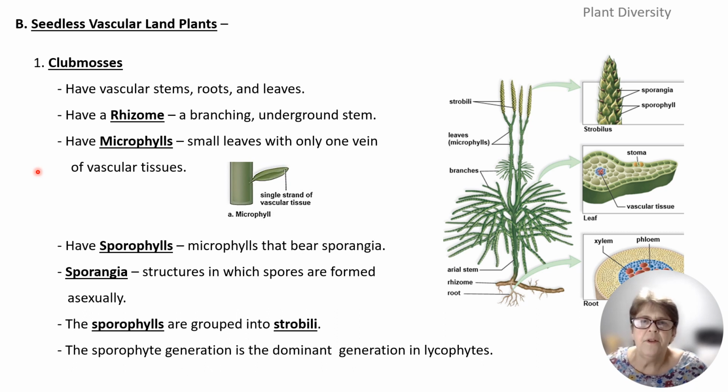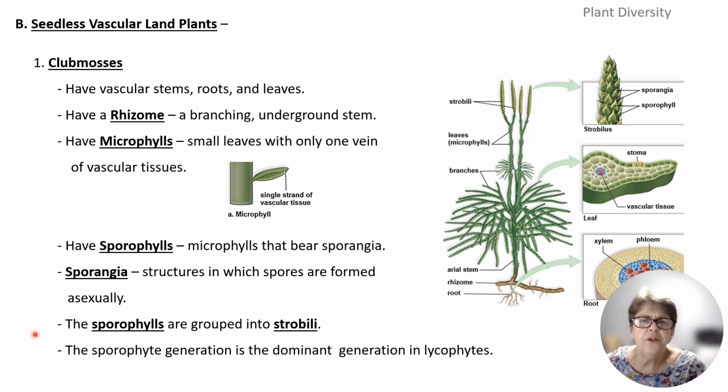They have microphylls, which are little small leaves. Micro is small and phyll is leaf. They have only one vein of vascular tissue in their leaves. Club mosses have sporophylls, which are microphylls that bear sporangia. And you can see right here, here's the sporophylls, these little leaves, and then there's sporangia in them. And the sporangia are structures in which the spores are formed asexually.